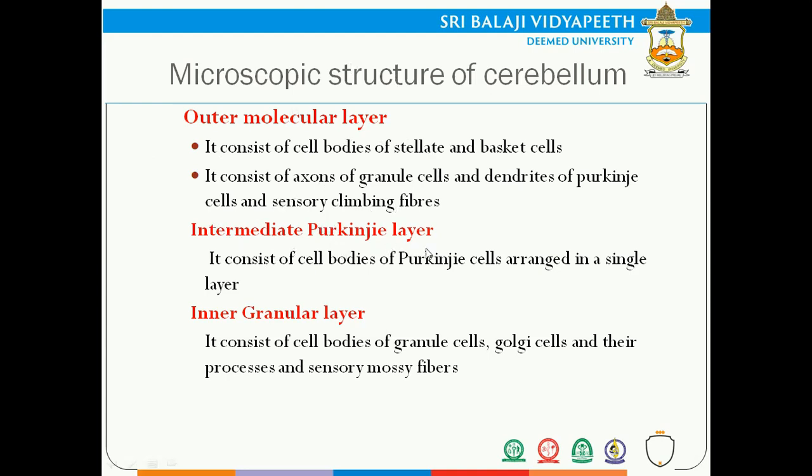Intermediate Purkinje layer. The next layer below that is made up of the cell bodies of these Purkinje cells arranged in a single layer. The third or the inner layer consists of cell bodies of granule cells, Golgi cells and their processes and the sensory mossy fibers.